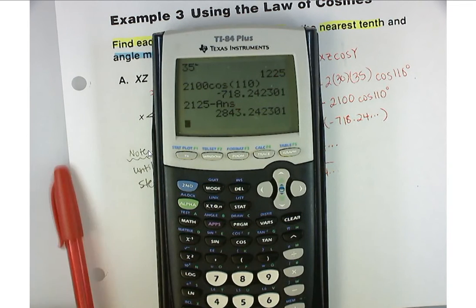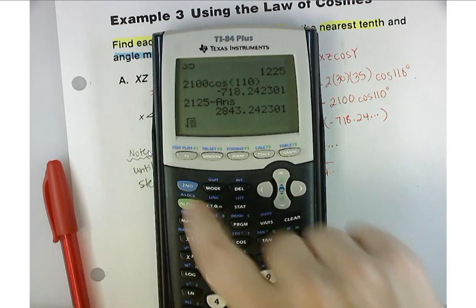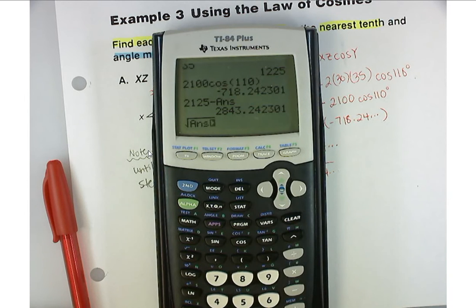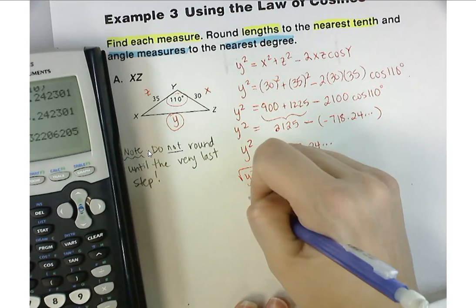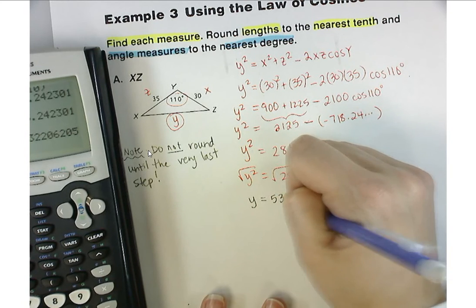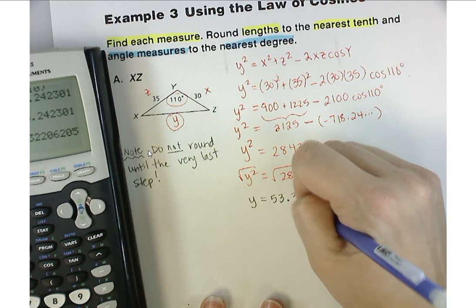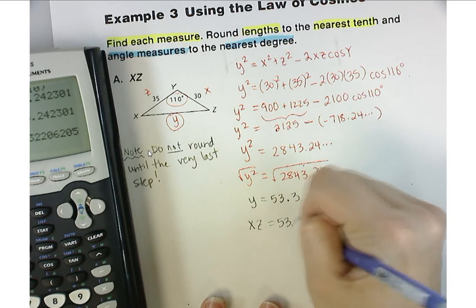Okay, so I'm going to show you how to do that. So you would do second and then your square root. And then you can go to second answer, which is right above the negative. And then there you go. And that's how you can keep it from rounding all the way to the end. Okay, so then your y value, this is a length, so I'm going to round it to the nearest tenth. And so the length of xz is 53.3.